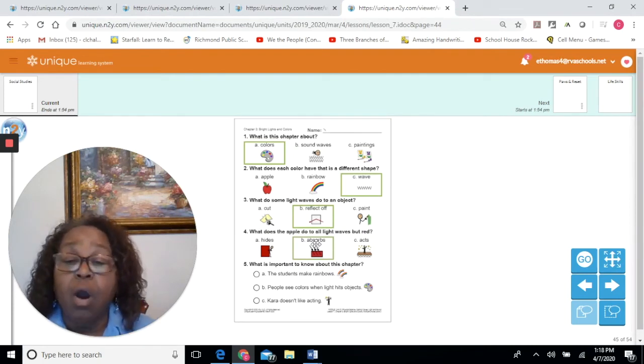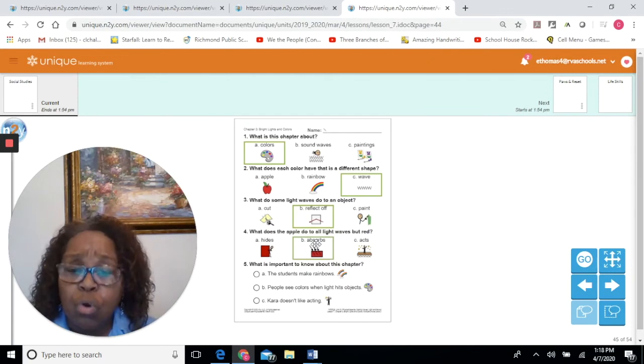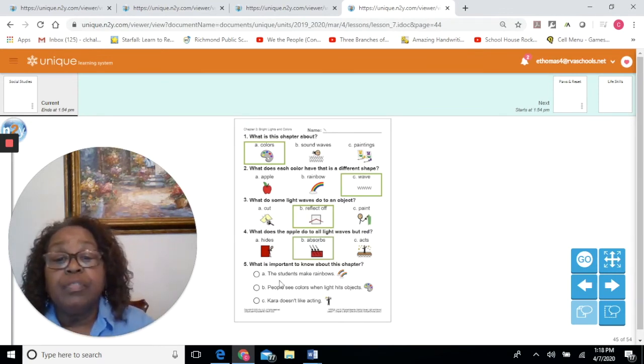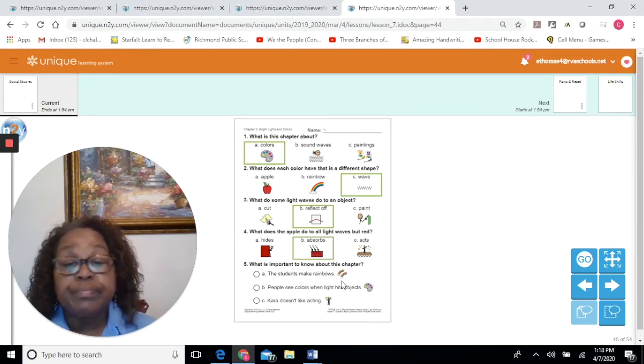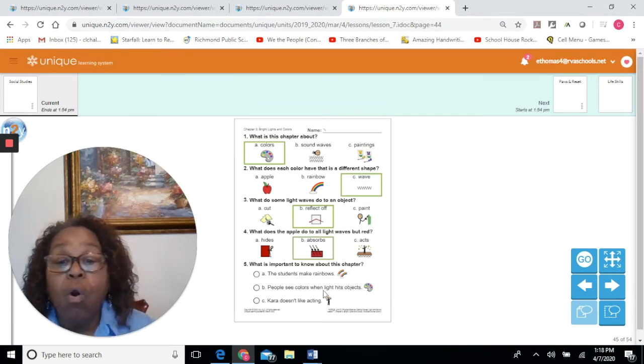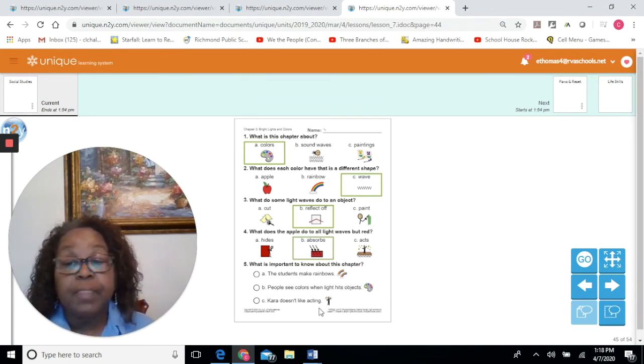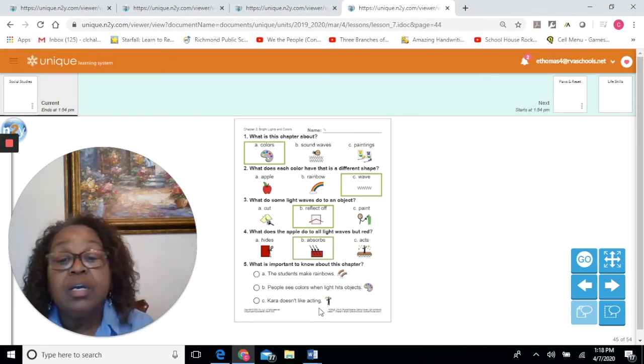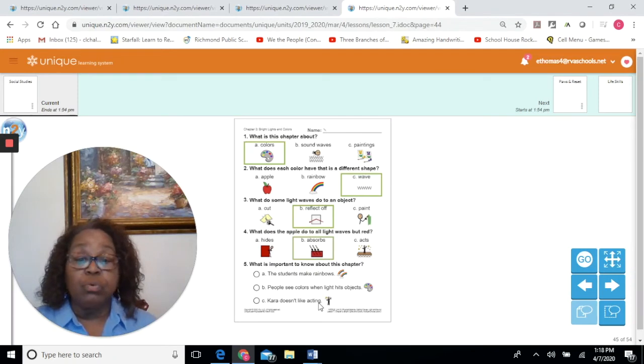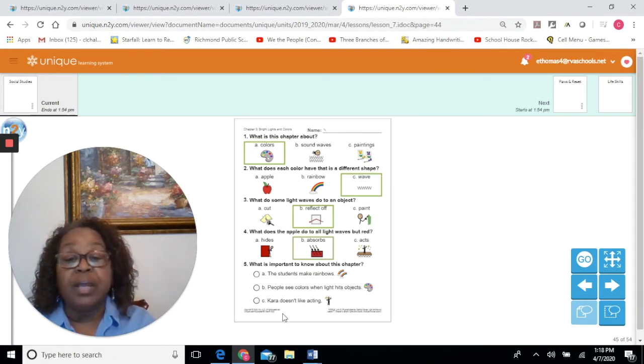And then what is important to know about this chapter? That is always a good thing to keep in mind as you're reading. What is important to know about this chapter? The students make rainbows. People see colors when light hits objects, or Kara doesn't like acting. Let's slash some of this. Kara doesn't like acting was never even mentioned in the story. So let's slash that one. We will not consider it.